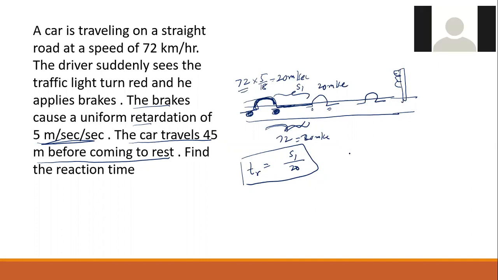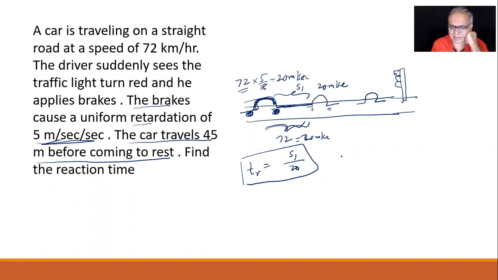Sir, is 45 meters the distance from when he sees the signal or after he applies the brake? From here. So the distance between when he applies the brakes and comes to rest will be 45 minus S1. S1. Tell me now. What shall I do? For that distance, the acceleration will be minus 5.